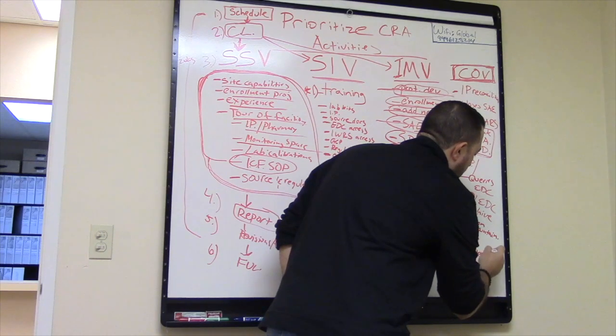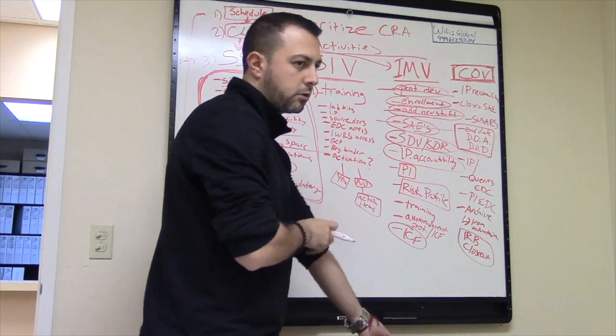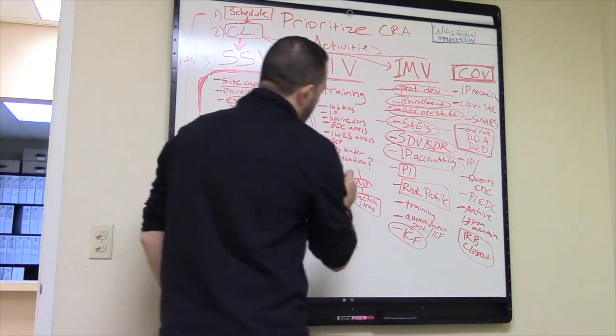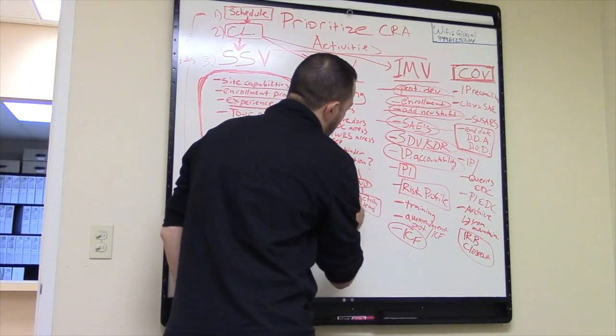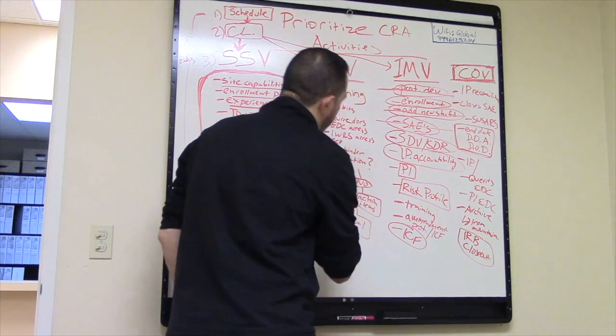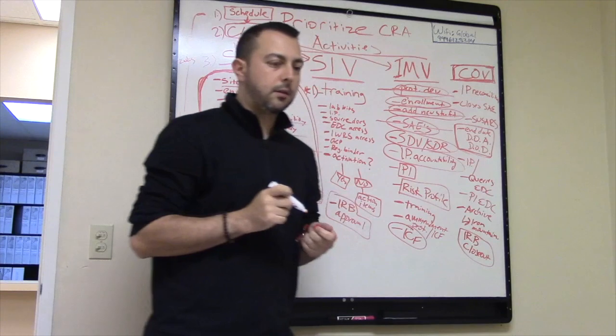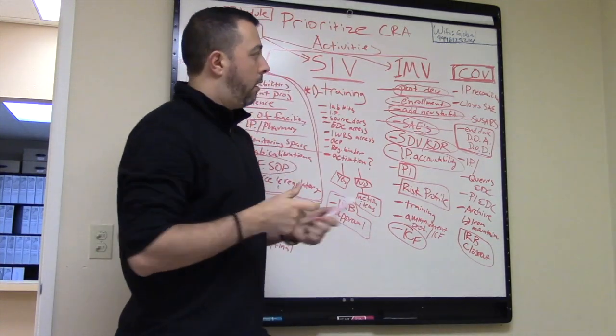The site needs to send a form to the IRB letting them know the study's closed. At SIV, another thing I forgot to add, IRB approval. Okay, the site needs to have IRB approval to screen. At closeout, the site needs to let the IRB know that they are closed out.